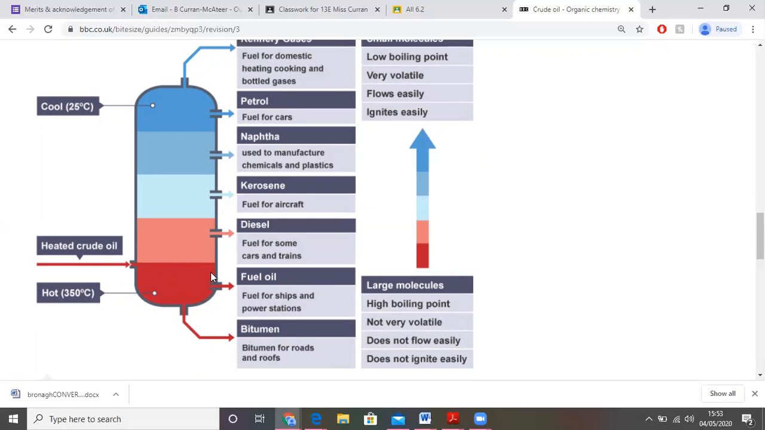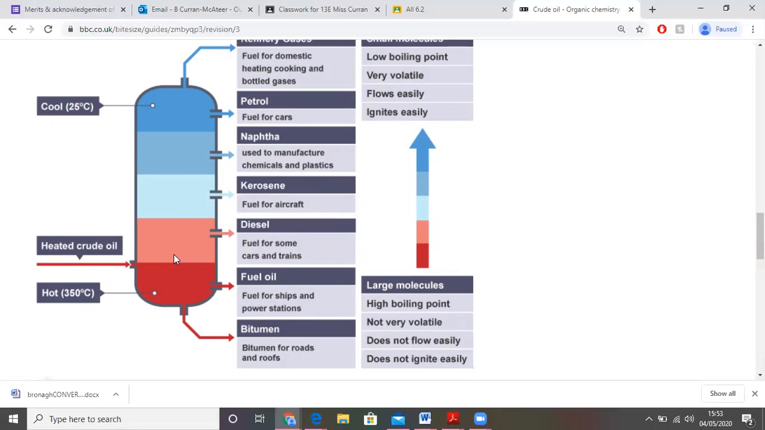Then you basically give everything an option at each stage. Either it can become a liquid here and then get removed like bitumen, or it can still be a gas. If it's a gas at 350 degrees, it'll rise up the column into the next section. The next section of the column will be a little bit cooler. Because this is a little bit cooler, suddenly diesel can become a liquid, so the diesel can be removed as it becomes a liquid.